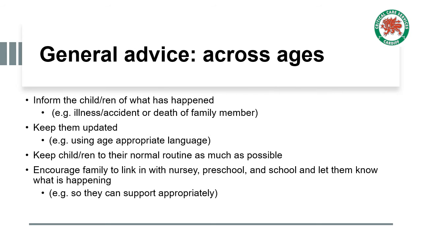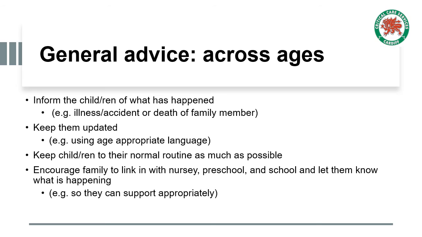So these points, I suppose, are universal to any age of child or young adult. They're, if you like, the golden rule. It's really important that children and young adults are informed of what's happened straight away, whether that's an illness, an accident, or a death of a family member. They should also be updated and kept in the loop, using age-appropriate language as already discussed.